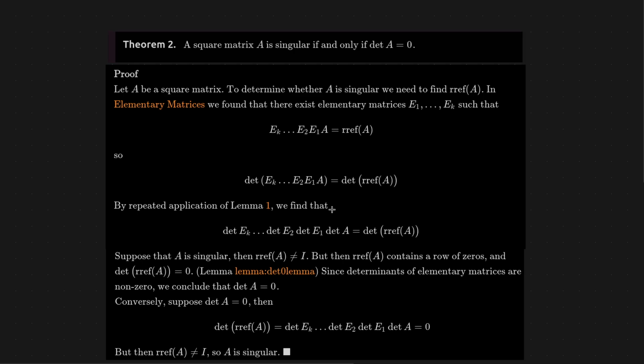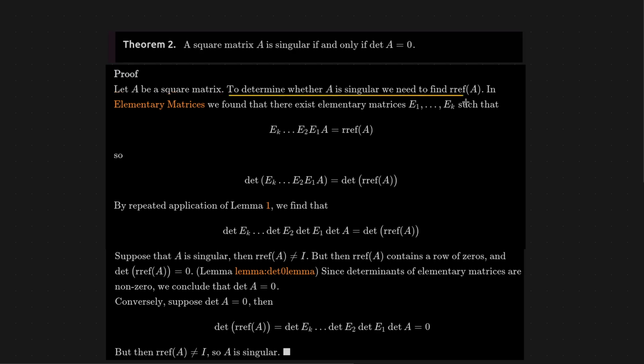So we're going to prove this two ways. We're first going to do the rigorous math proof, but then I also want to provide a geometric argument, some geometric intuition on why this is true. So we're going to start with a square matrix A.